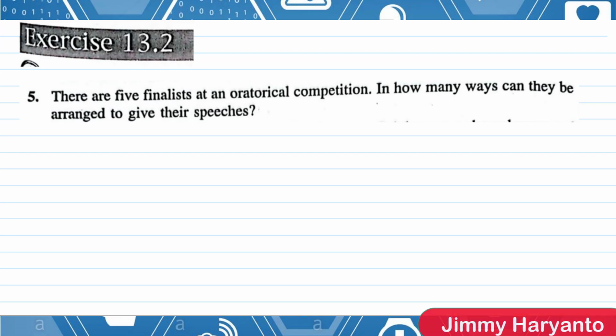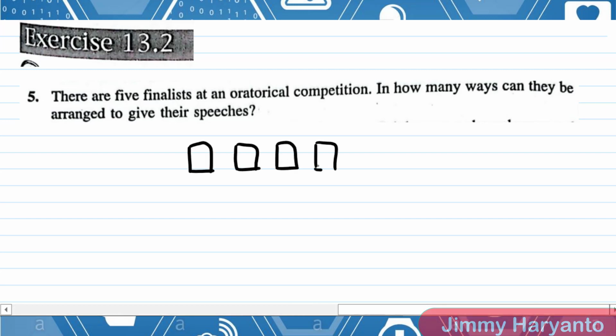And then for number 5, there are 5 panelists at an oratorical competition. In how many ways can they be arranged to give their speeches? Yeah, speeches means one by one, right? So there are 5 speeches right there. 1, 2, 3, 4, 5 speeches.